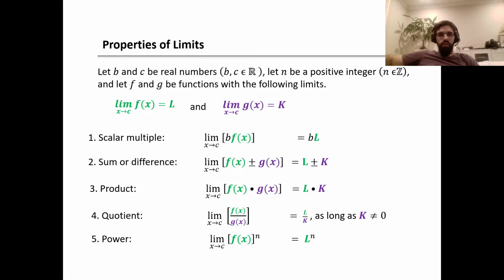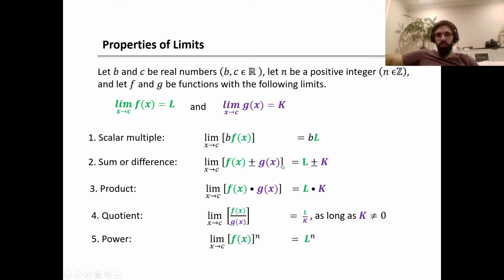So now the nitty-gritty properties of limits. If b and c are real numbers and n is a positive integer, and we say that the limit as x approaches c of f of x is some value L, and the limit as x approaches c of g of x is some value k, then these 5 rules apply. So the limit as x approaches c of some number b times f of x is going to be equal to just that b number times the limit.